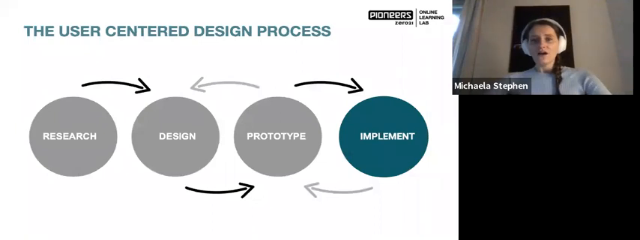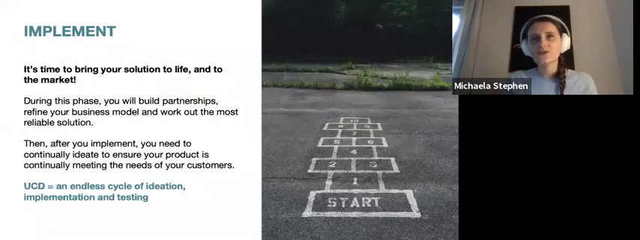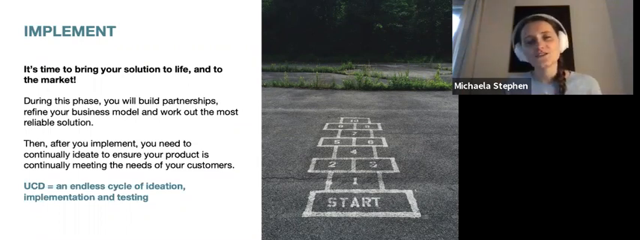Then, okay, so at this point, you've got your problem statement. You understand your user. You've started to design solutions. You've tested them. And so now it's time to implement your solution and launch it on the market. And this part is where you think, okay, the process is finished. And as I said earlier, that's the wrong mentality to have. User-centered design isn't a linear process. You need to approach the project as an entire and endless cycle of ideation, implementation, and testing.